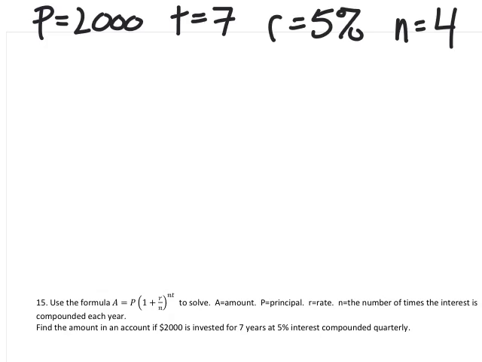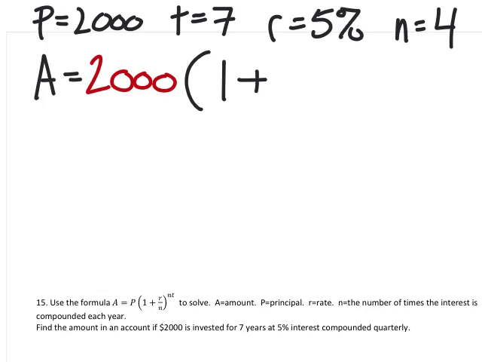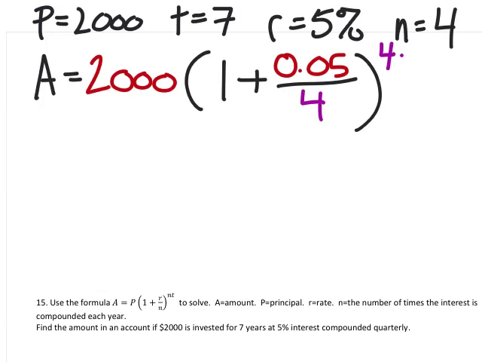So solving this, A equals P, which is 2,000 times 1 plus the rate, which is 0.05, divided by N, the number of times compounded every year, divided by the 4. And this is going to be raised to the power of 4 times the time, which is going to be over 7 years. Well, you can plug all this into a calculator directly.